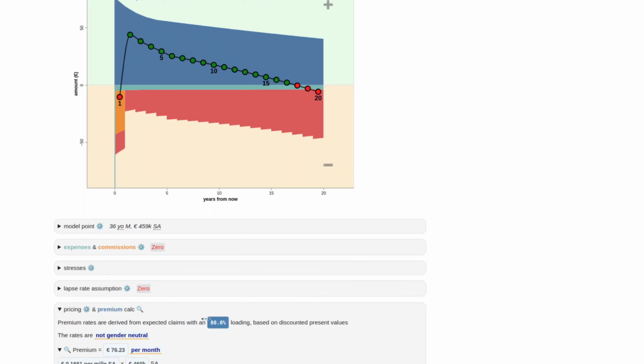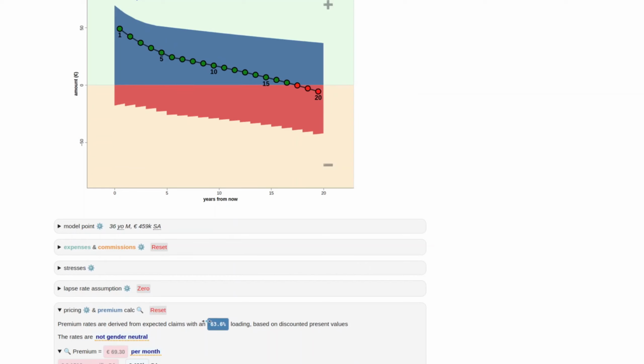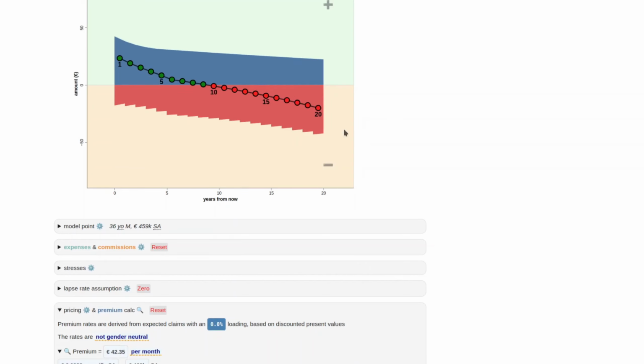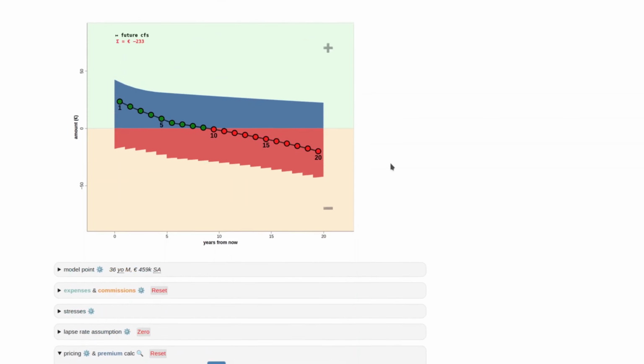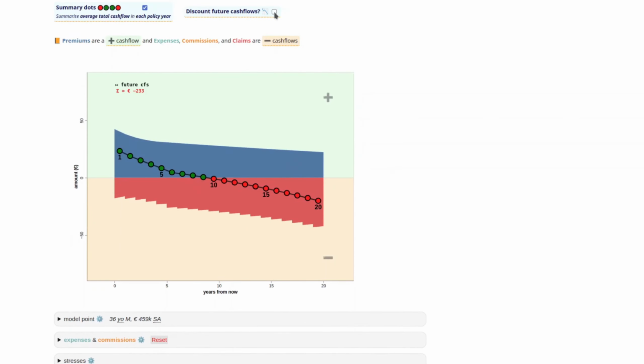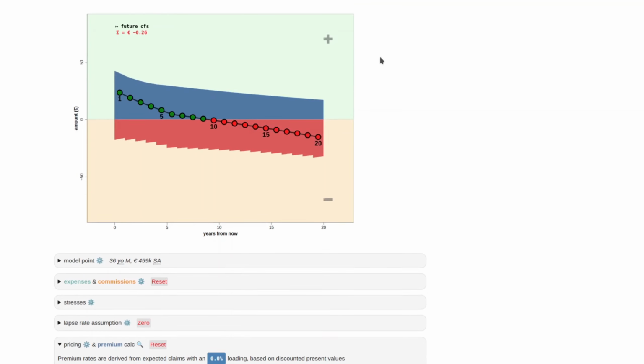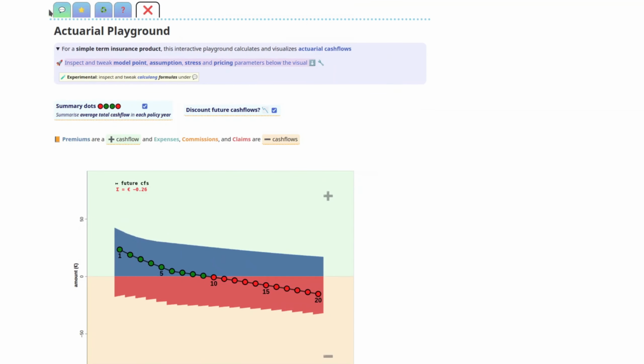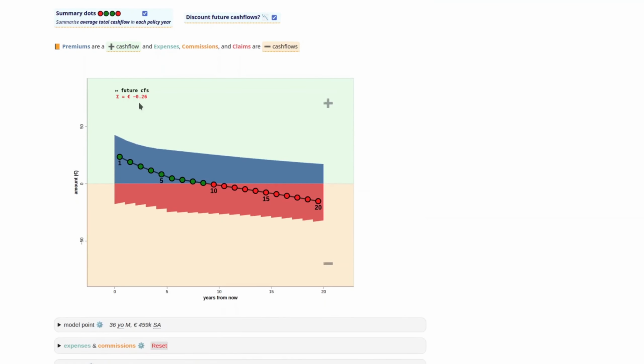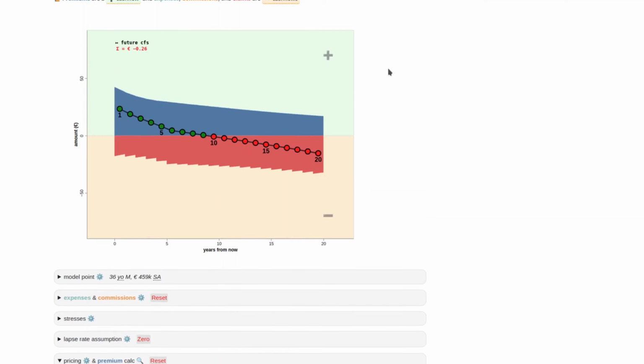So if there's no allowance for expenses and commissions, if we get rid of the loading, and if we turn on discounting, which is off up here, we expect to get 0. Premiums and claims should be equal. It more or less is. This difference is actually due to rounding at the cent level for the premium. If you want to, you can go in here, you can find rounding, delete it, and you should get 0.00 here.